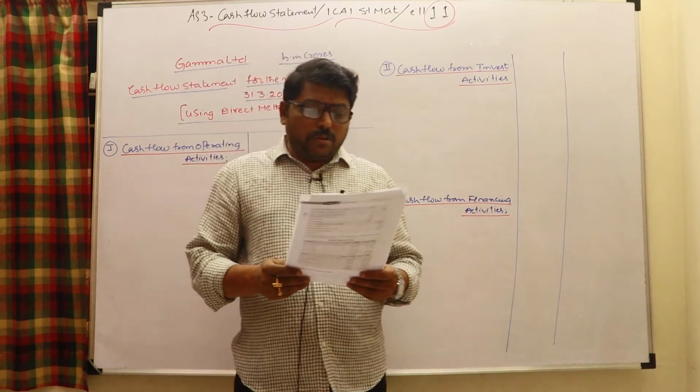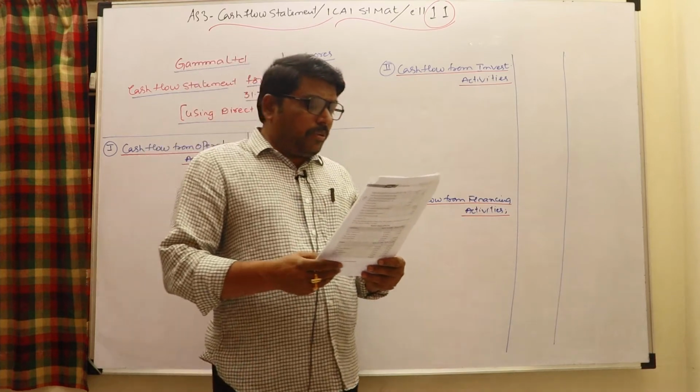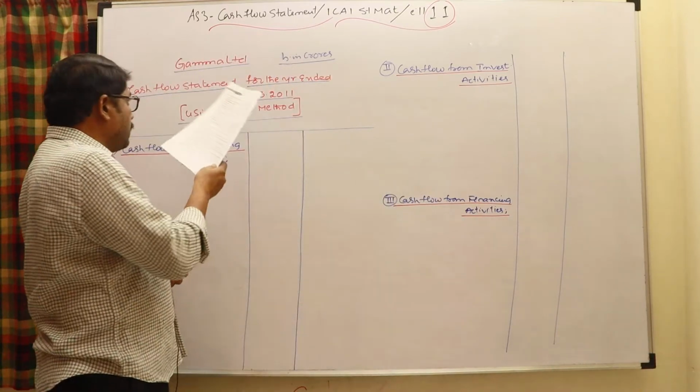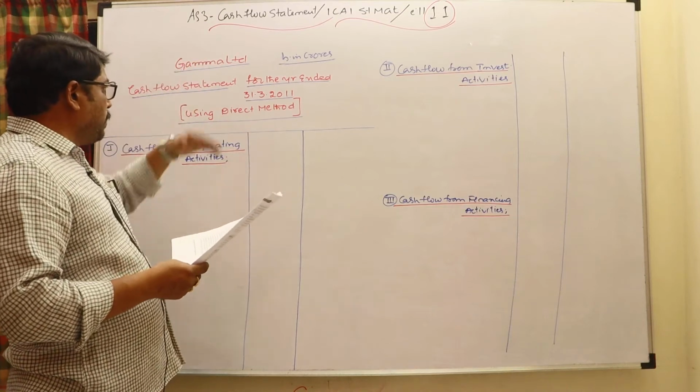Prepare a cash flow statement for the year ended 31st March 2011 from the following information. Put the heading: Cash Flow Statement for the year ending 31st March 2011 in the books of Gamma Limited.